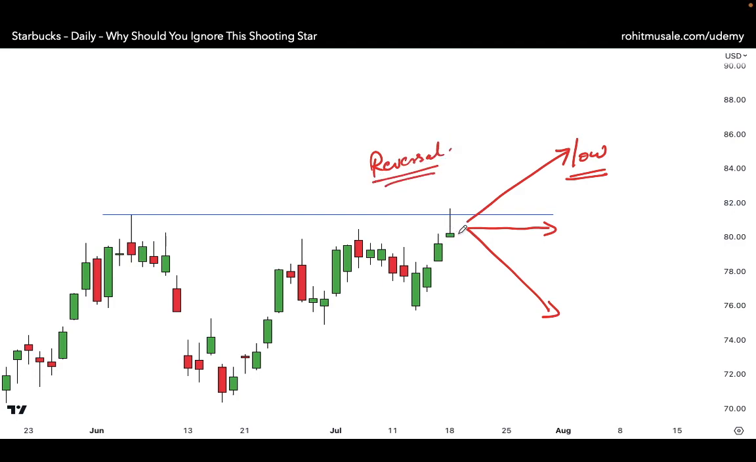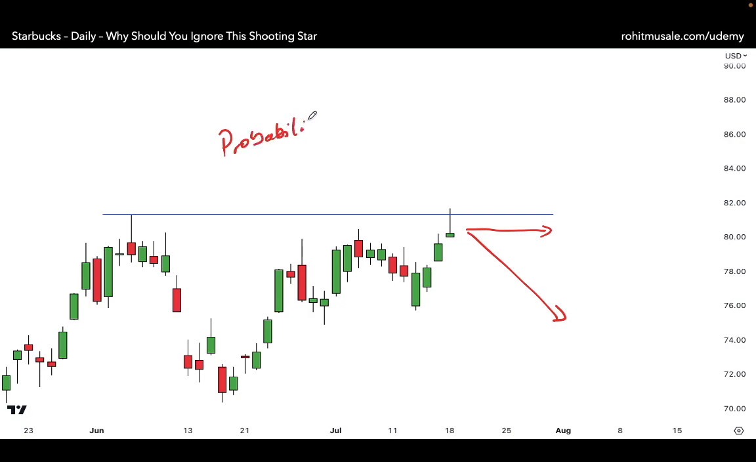So when you see a shooting star confirming prior resistance, it simply means that the market is either likely to go flat or it is likely to go down from here. So it is all a game of probabilities. Just because you see a candle pattern doesn't mean that the price will go in your favor or where you expect it to go. It simply tells you the probabilities. And a shooting star is a very, very powerful bearish candle pattern. So now we have established the probabilities: the probability of the market going up is low.